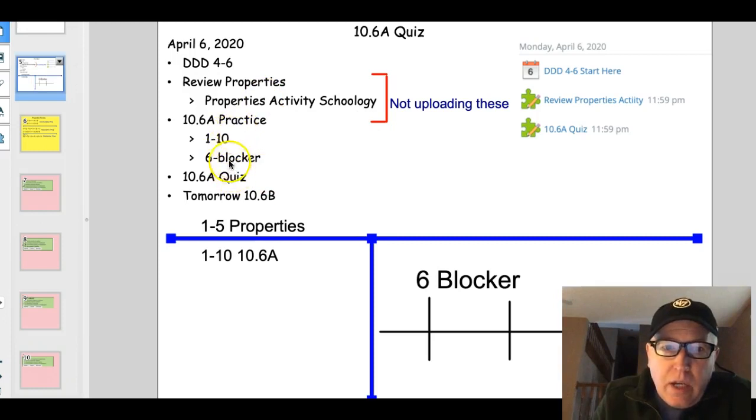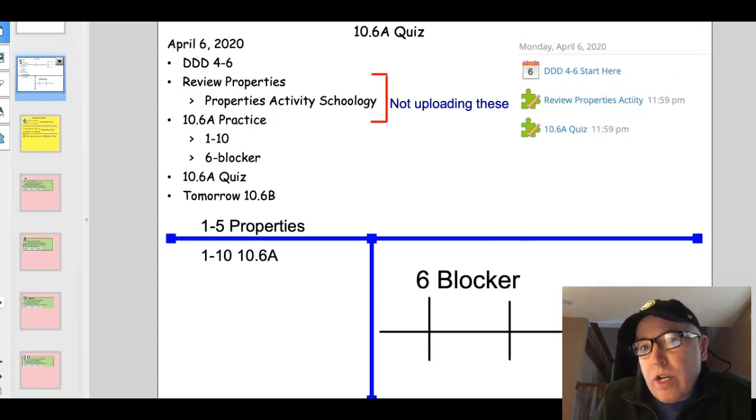So we've done all of this now. We've done the 6-blocker and the practice. You should have those on your sheet. You don't need to upload those today, but you can go ahead and take the 10.6a quiz, and you can also do the review properties activity now, and those will go straight into my gradebook.